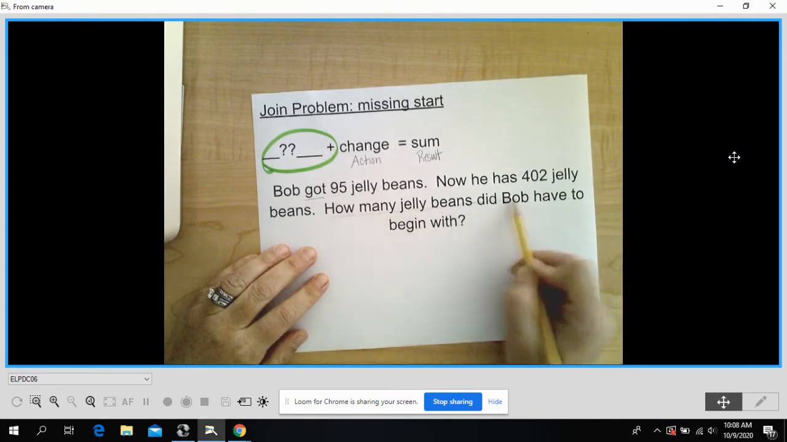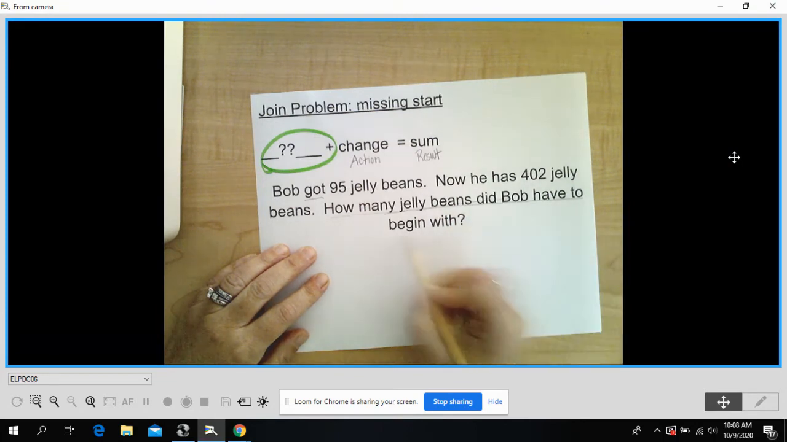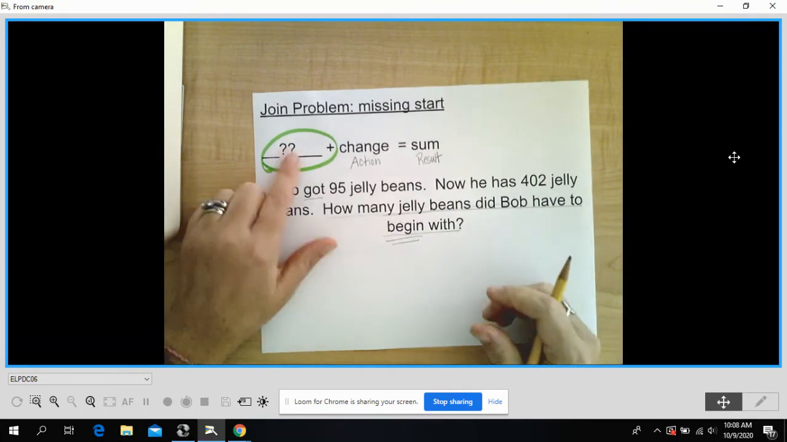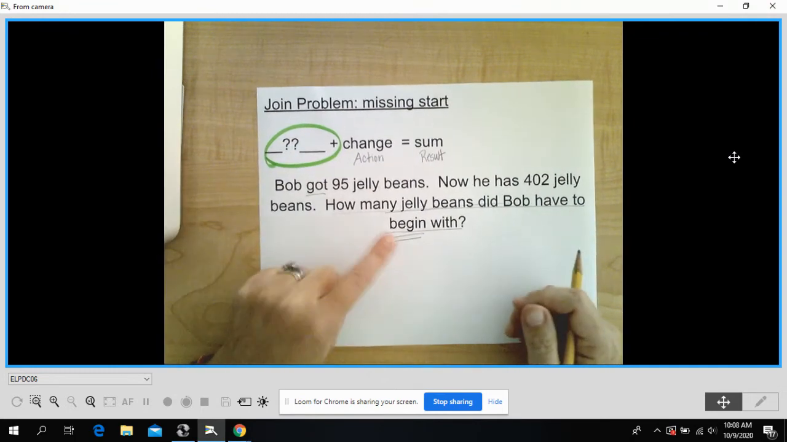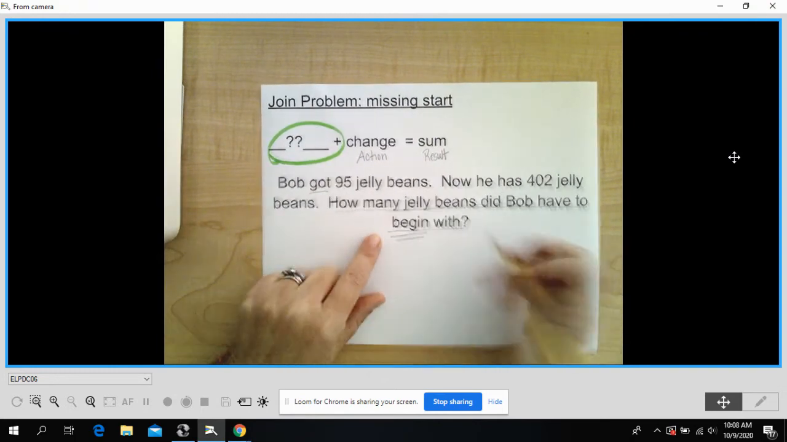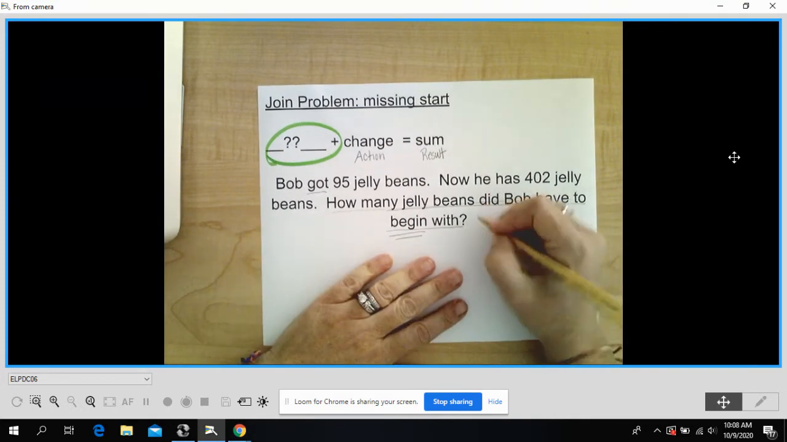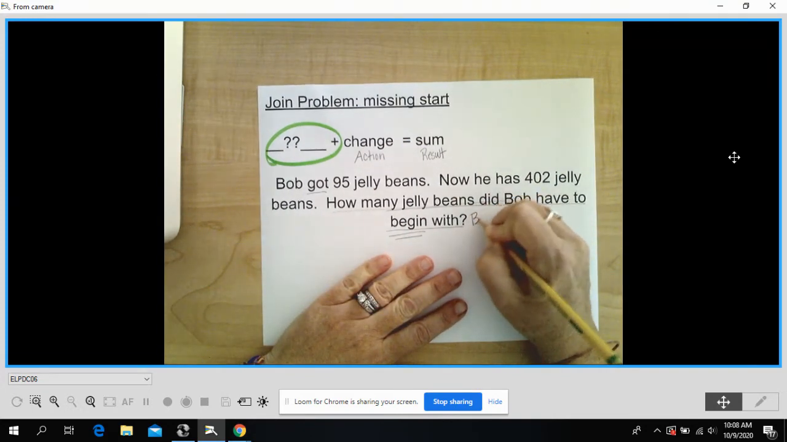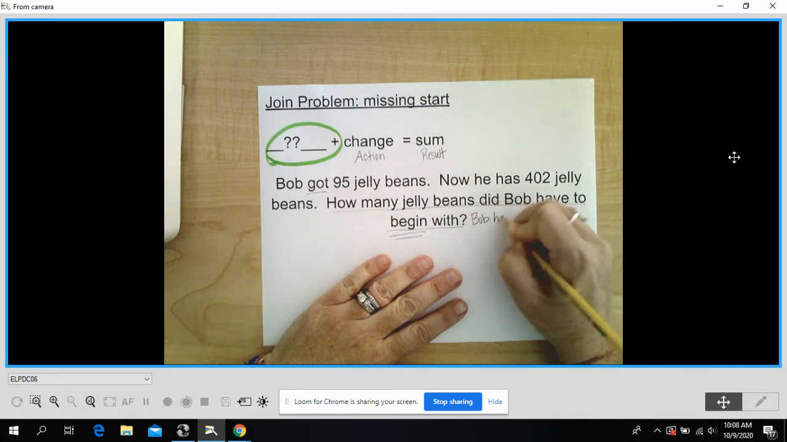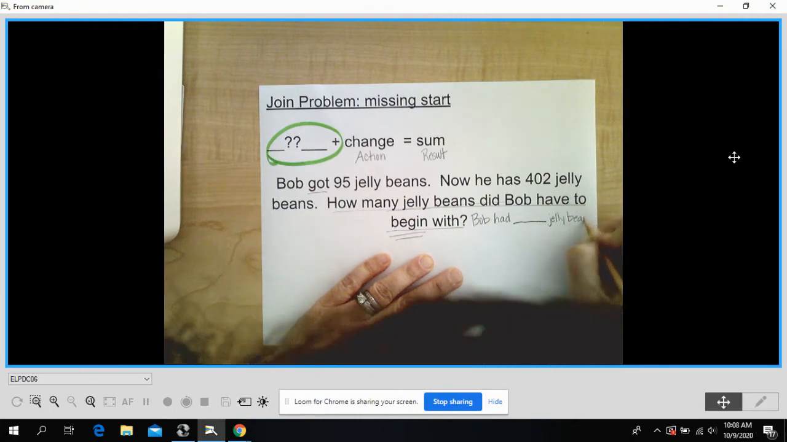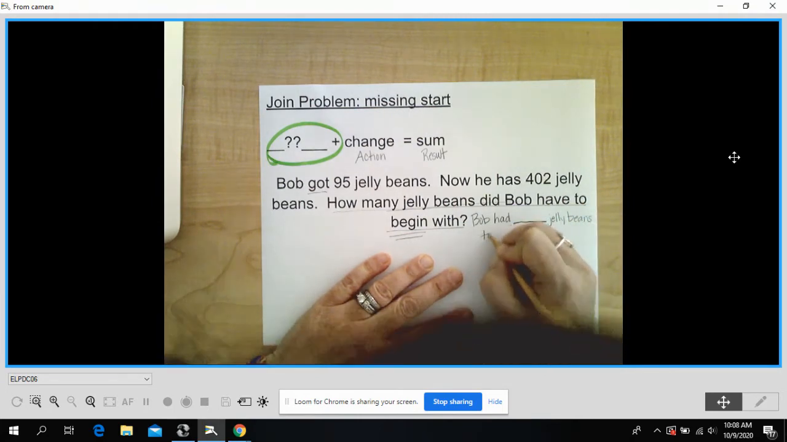There's my question. How many did Bob have to begin? And begin kind of means the same thing as start. So that is really a key word for me there. How many jelly beans did Bob have to begin with? I'm going to change that to: Bob had blank jelly beans to begin.